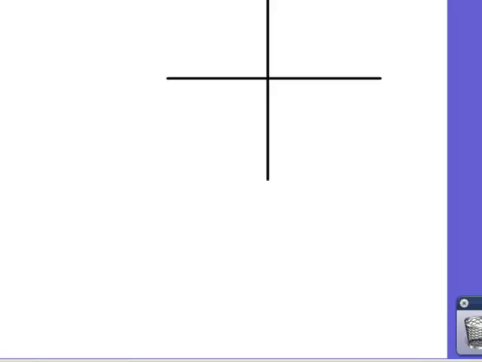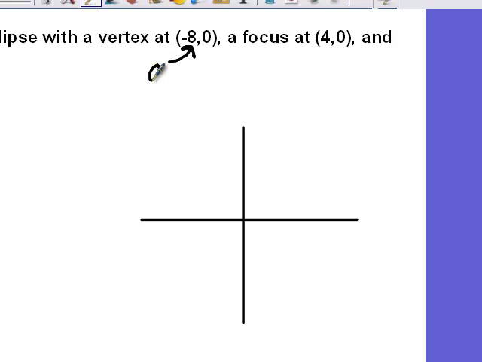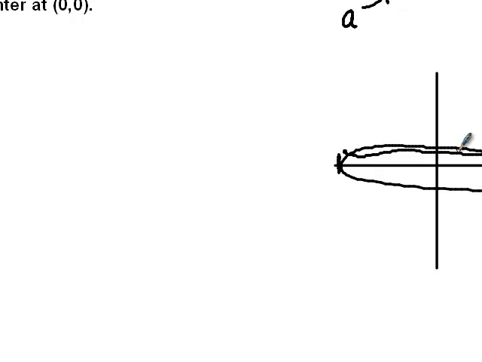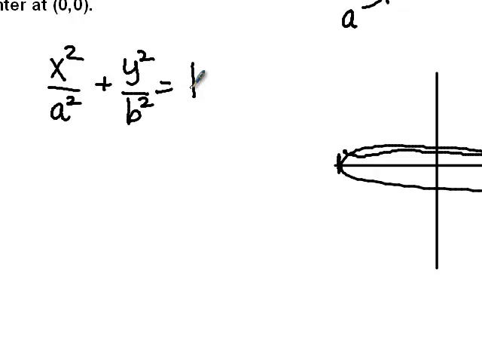Here's the next equation that we're going to have to find using the vertex, which right here is our a. And this time we're given the focus. So we're given the c, we're not given the b. I put this graph here just so we could sketch it if we needed to. But I noticed that it's (-8, 0), meaning that the vertex is going to be over here somewhere. That means this is going to be a horizontal ellipse. So we have x squared over a squared plus y squared over b squared equals 1. So we have a equaling negative 8.